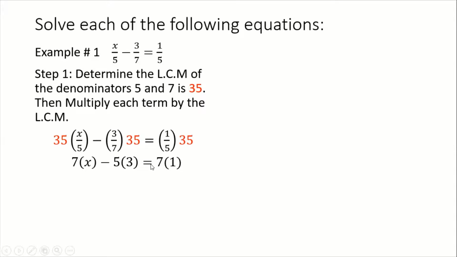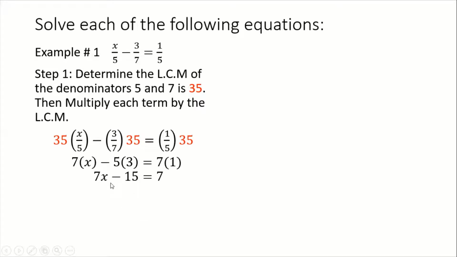equal 7 times 1, right? So at this stage, what are you going to do? Simplify again. 7 times x will just give us 7x, and negative 5 times 3 will give us negative 15, and 7 times 1 will give us 7. At this stage, what are you going to do?